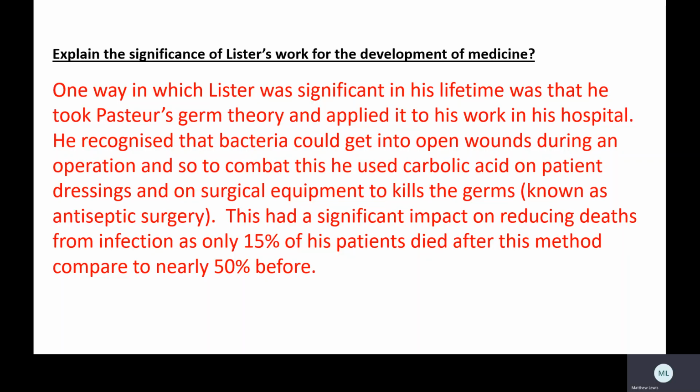And he recognized that bacteria could get into open wounds during an operation. And so he was significant because he took steps, having recognized that, to fight infection. To combat this, he used carbolic acid on patient dressings and on surgical equipment to kill germs, known as antiseptic surgery. This had a significant impact on reducing deaths from infection. Only 15% of his patients died after this method, compared to nearly 50% before. So I showed you that at the time he had a big impact on surgery in his hospital. That was why Lister was important at the time.